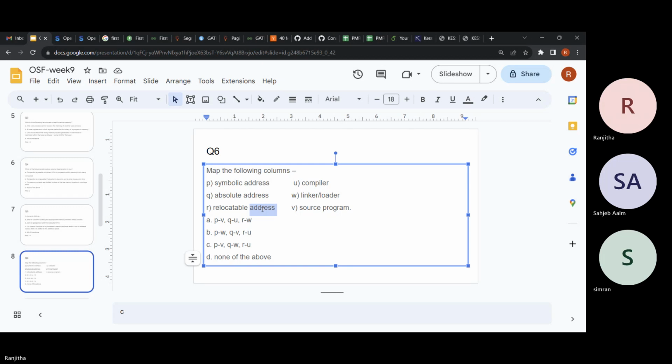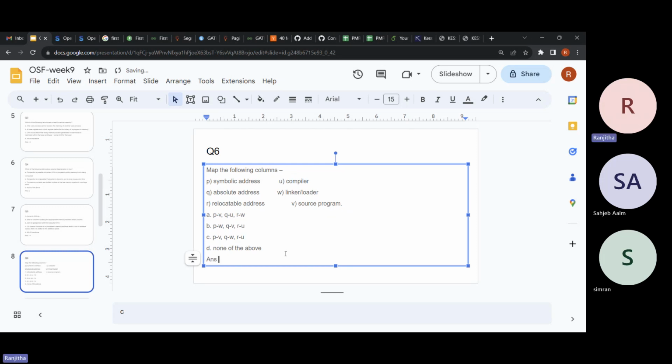So R is mapped to U. Q is mapped to W. The symbolic address is the one in the source program. So the answer here that matches this is C. Symbolic address is the one in the source program. Absolute address is the final physical address where we'll be loading the program. Relocatable address is the one generated by the compiler.